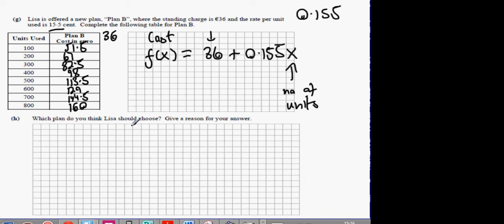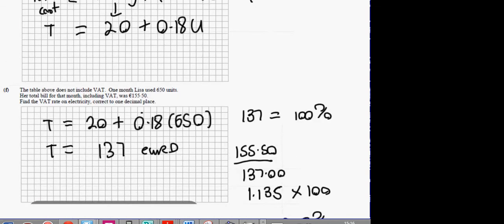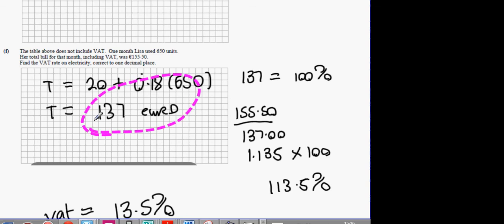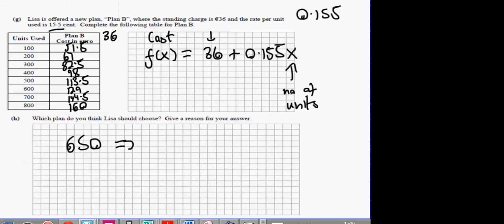Which plan do you think Lisa should use? Give a reason for her answer. Well, Lisa uses how much a month? 650, doesn't she? And how much does 650 cost her with the last plan? 137 euro. So, on the old plan, it was 137 euro. And what about the new plan? 136.75. So you basically replaced x with 650, and you got 136.75.